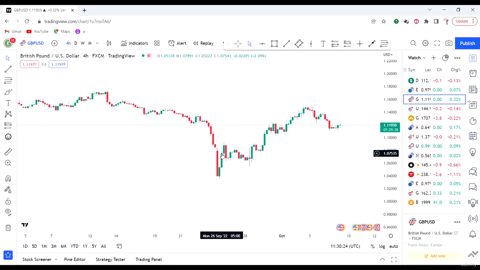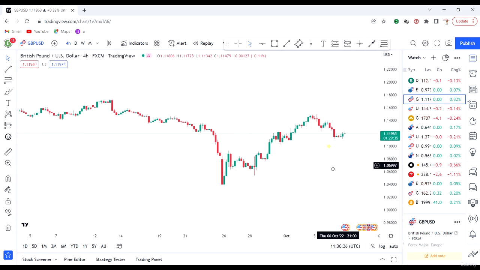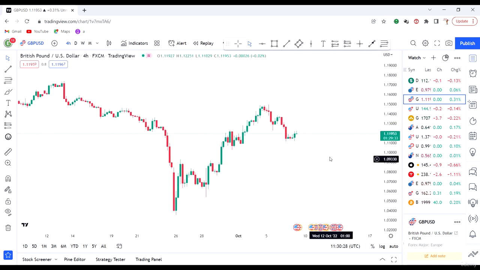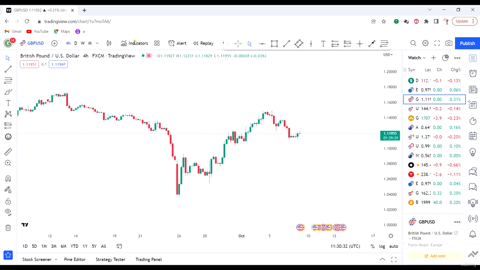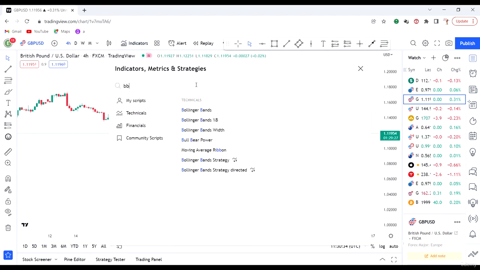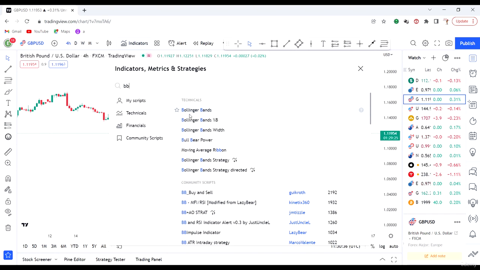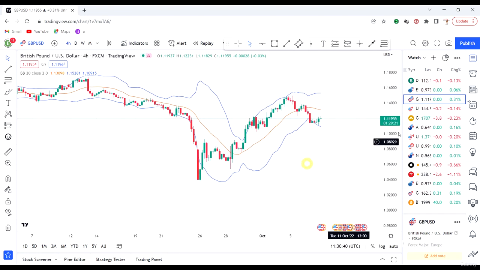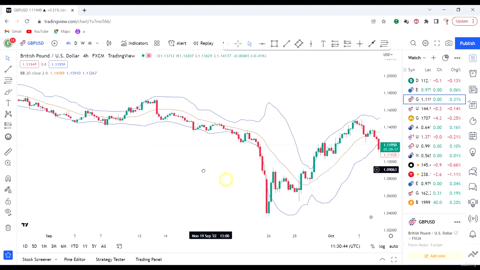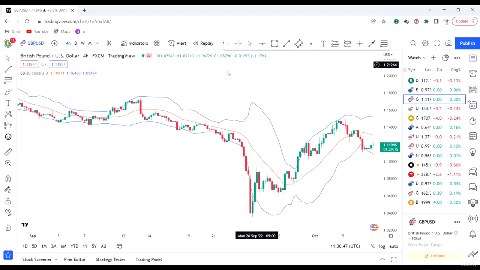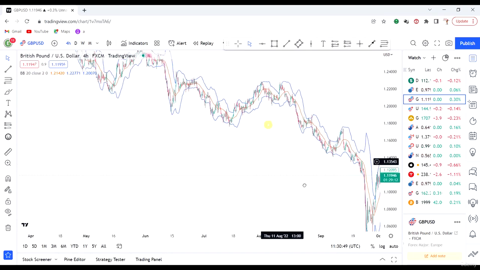In this lecture, we are going to be learning about our next indicator, which is the Bollinger Bands indicator. Now here on TradingView, just come to indicators and type BB or Bollinger Bands. You're going to see the Bollinger Bands here. Just click on it and it's added to the indicator. So this is a volatility indicator. It measures the volatility in the market.